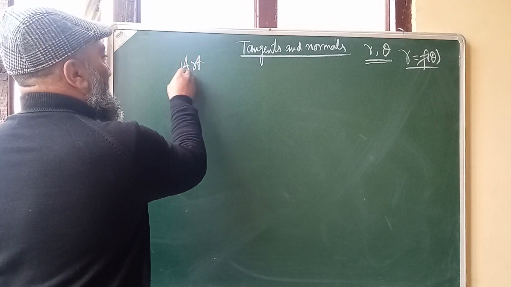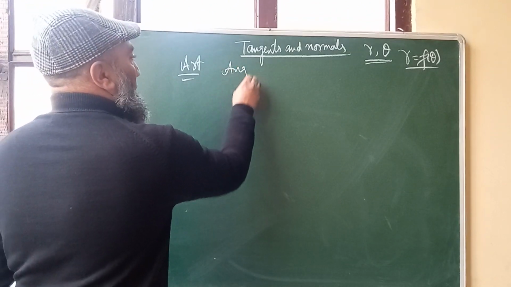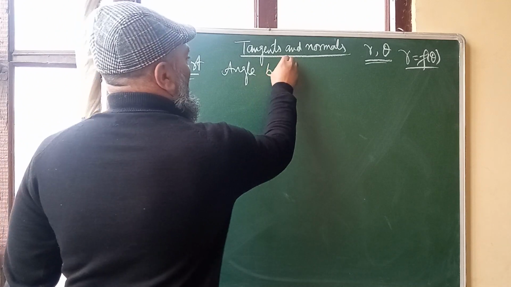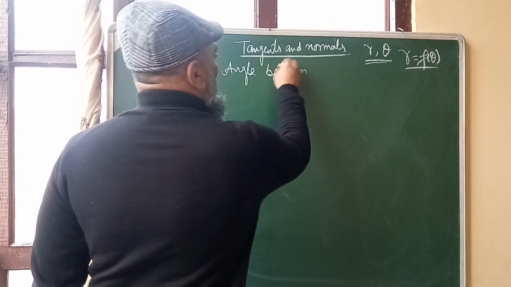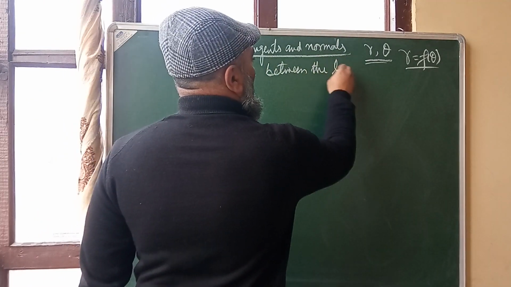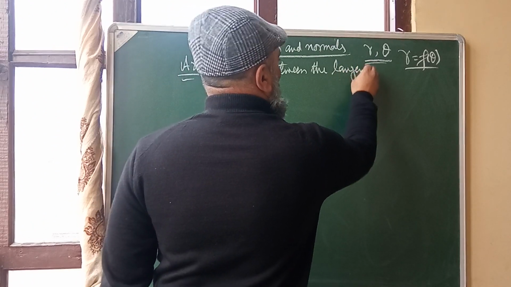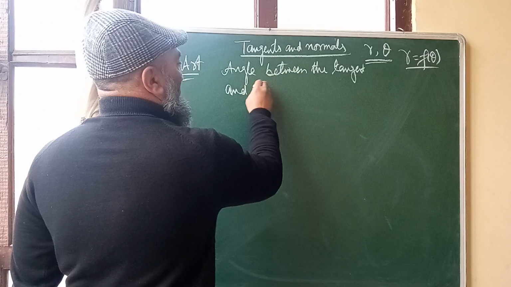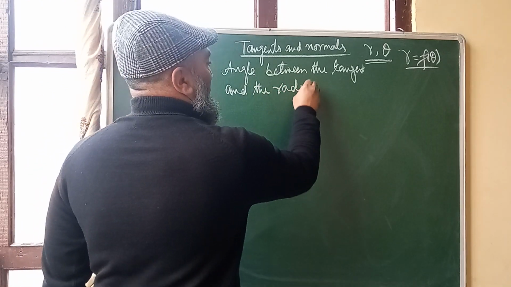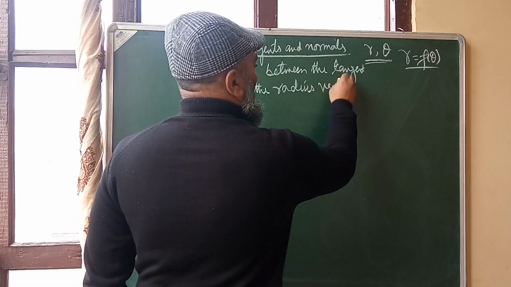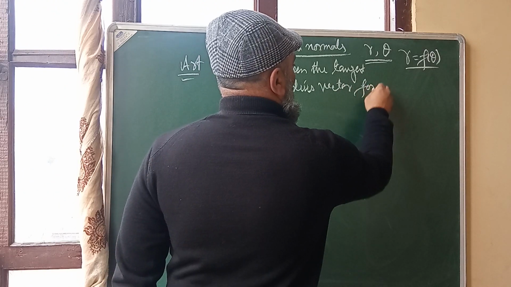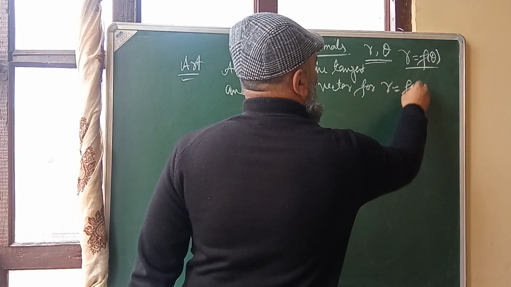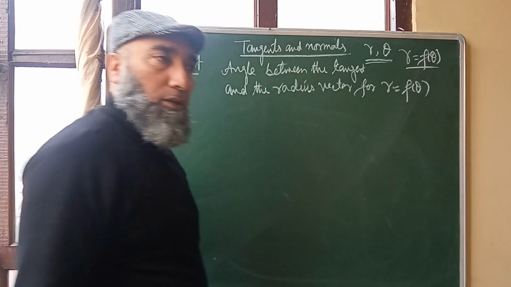You have to find the angle between the tangent and the radius vector for the curve r equal to f of theta. This is our first article.